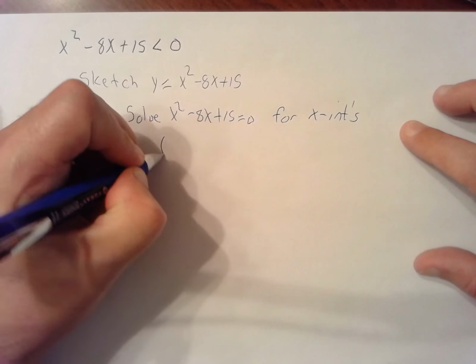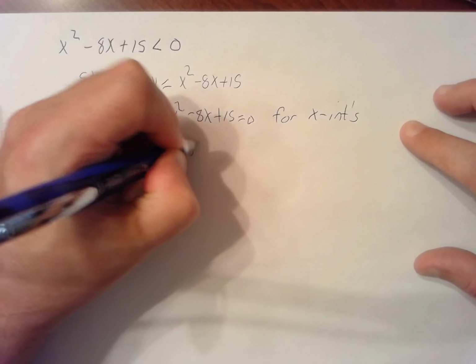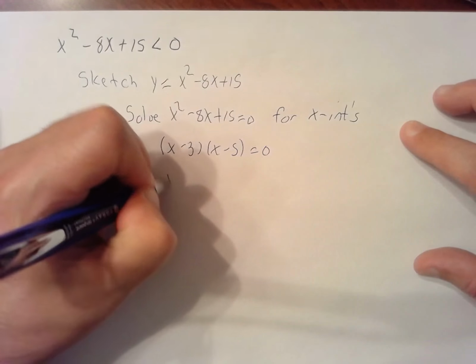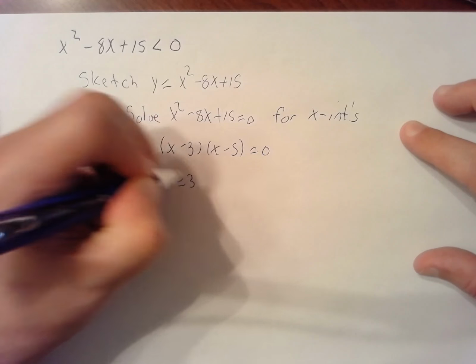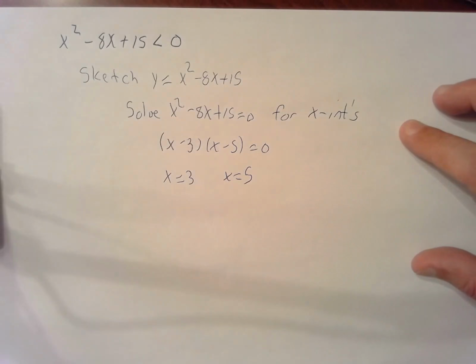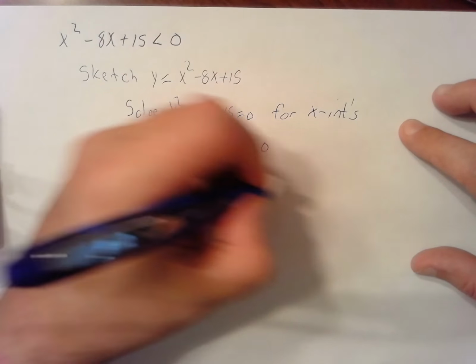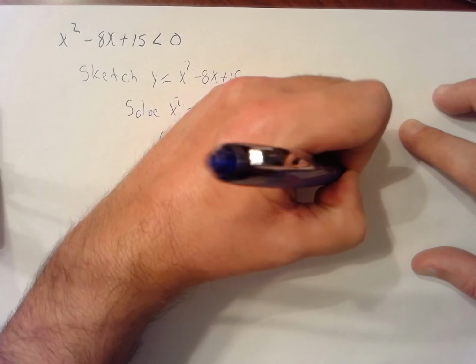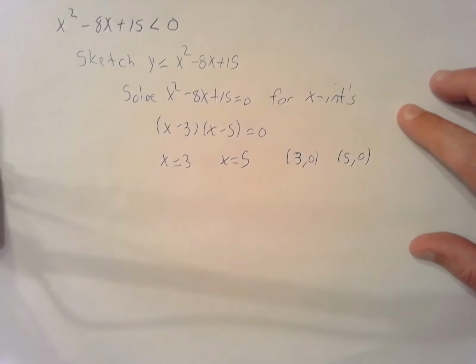Okay, this factors. That's x minus 3, x minus 5 equals 0. I get 2 answers. You should just be able to see that gives you x equals 3. That gives you x equals 5. So my intercepts are the points 3, 0 and 5, 0.